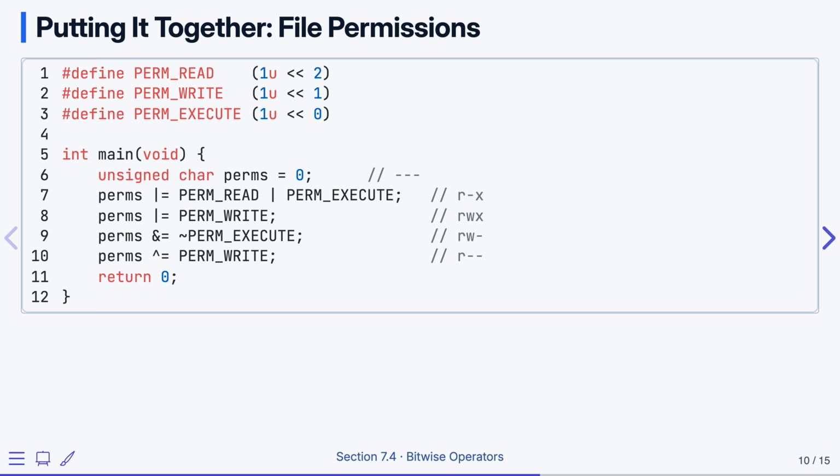Next, OR equals PERM_WRITE adds write, giving rwx, then AND equals NOT PERM_EXECUTE clears execute, leaving rw-. Finally, XOR equals PERM_WRITE toggles write, and since write was on, it turns off, leaving r--. Each line changes exactly one permission.